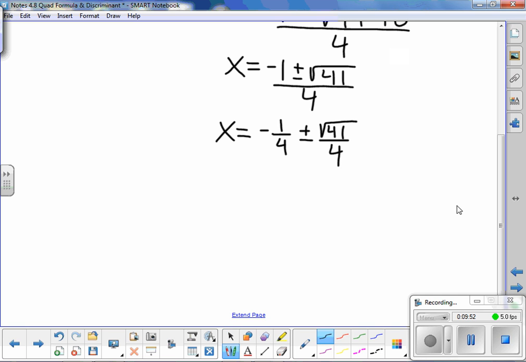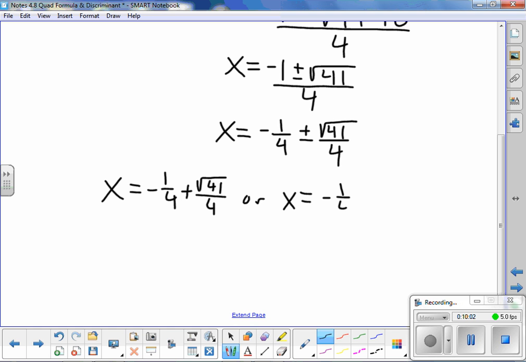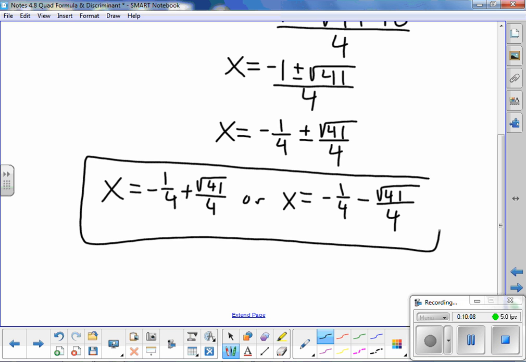So x equals negative 1/4 plus the square root of 41 over 4, or x equals negative 1/4 minus the square root of 41 over 4. And that's how I want to see your final answers.